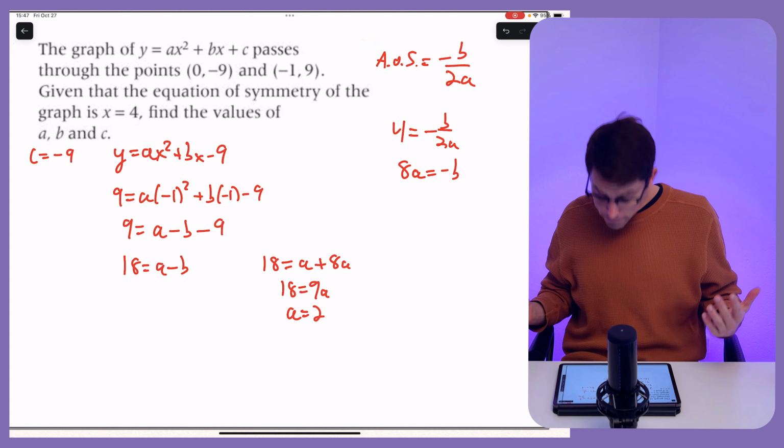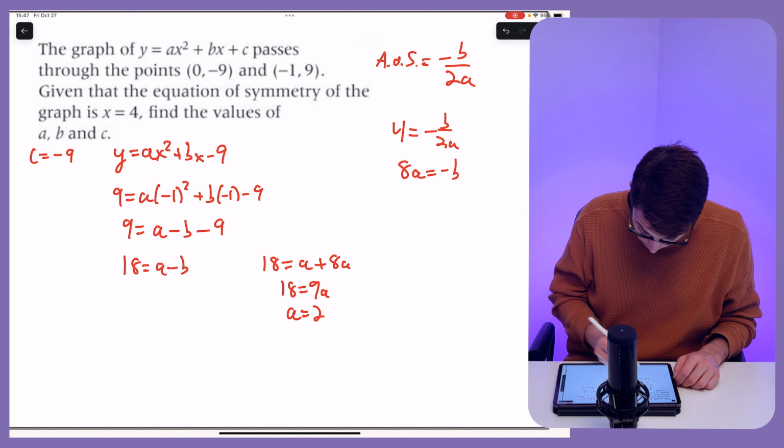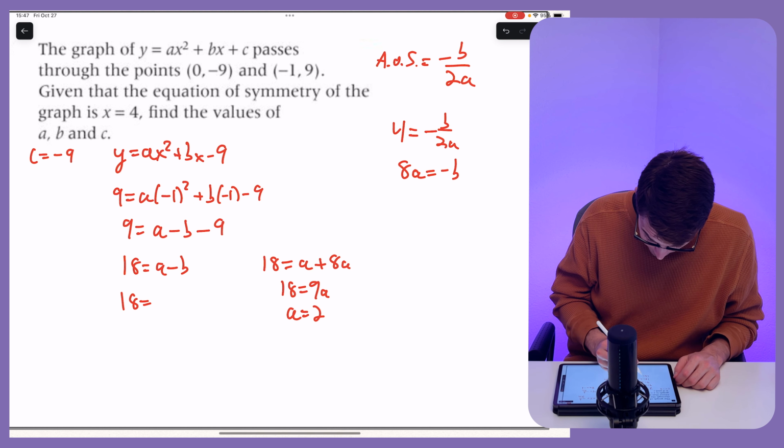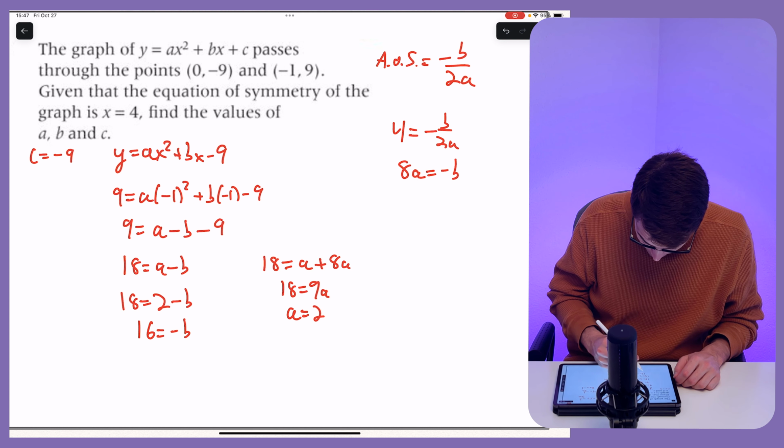I just solved for a, and now I can go ahead and solve for b right over here, because I know that a is going to be equal to 2. I don't know what b is. 16 is negative b, so negative 16 equals positive b. So now I know what my final equation is. Y is going to be equal to 2x squared plus bx, b is negative 16, and then I have my value of c right there.